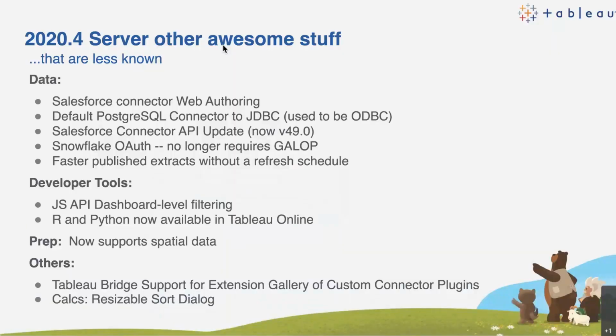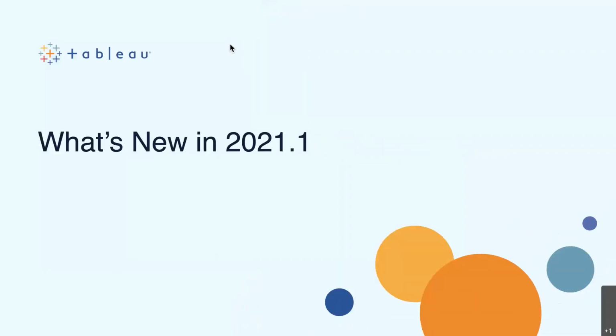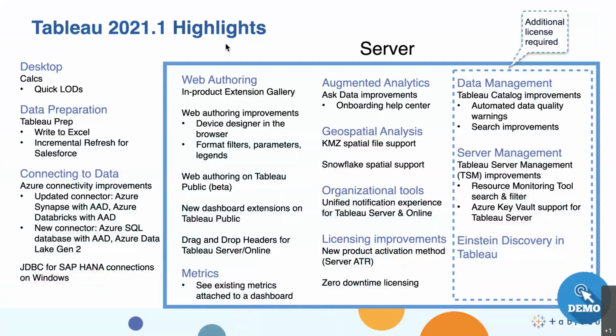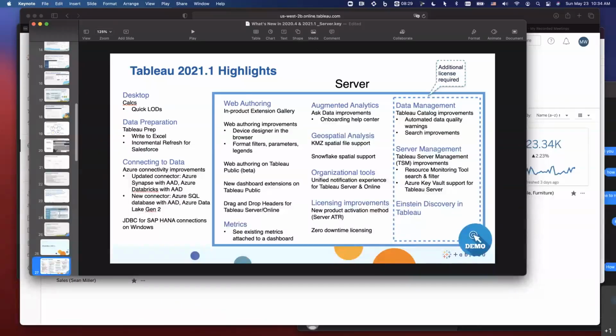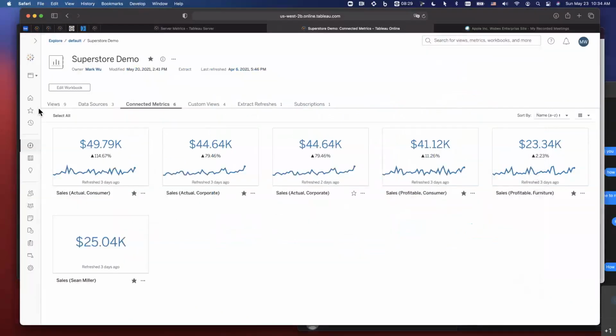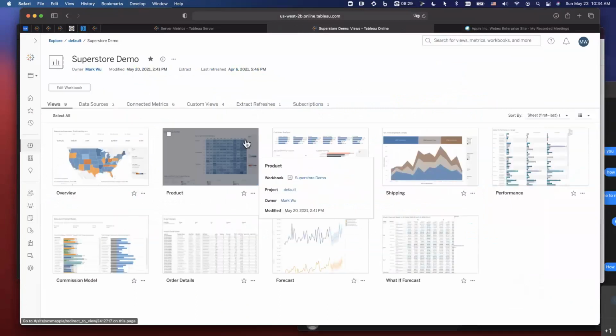There are a few other new features, but I'm going to skip them very quickly. Let's dive into 21.1. A lot more web editing, including the extension gallery, is available in web editing. Let me show you the web editing piece, okay? Especially the extension gallery. Go back to my Superstore. Let's say I'm here on this view.